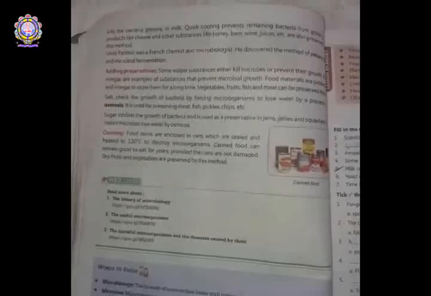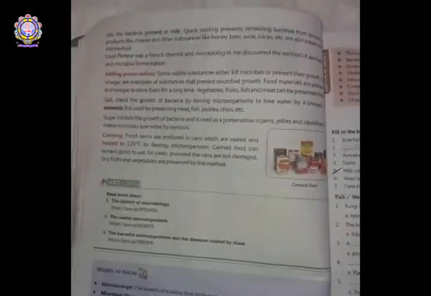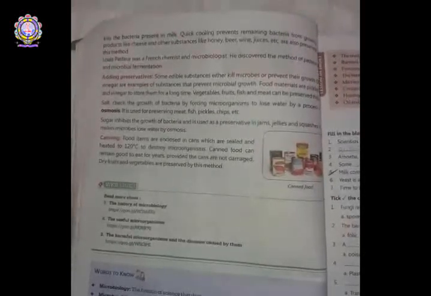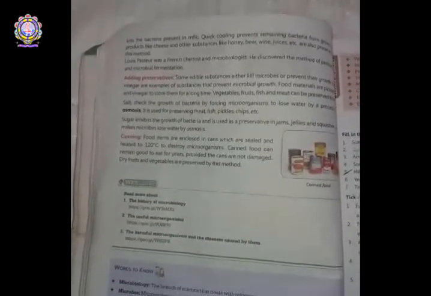First is microbiologist. Second is osmosis. Third is pasteurization. And last is dehydration.